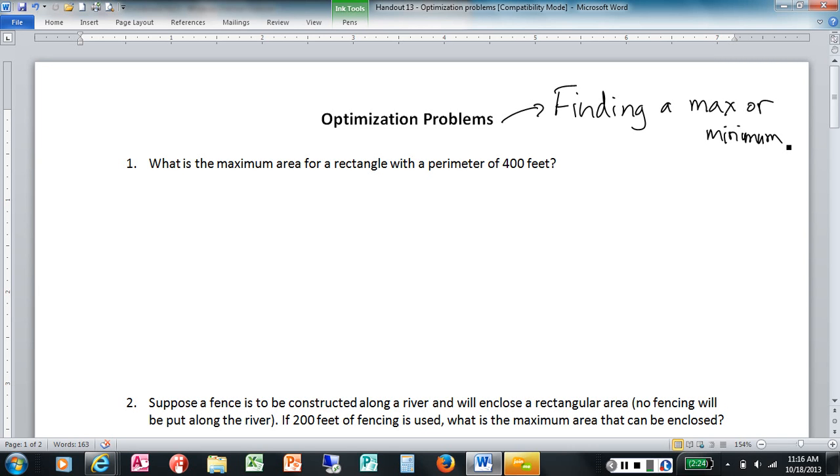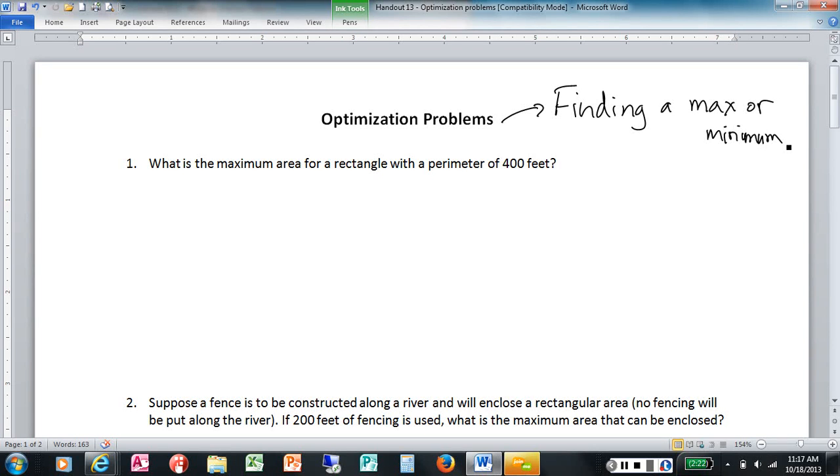And we know where to look for those maximums and minimums. And so on these optimization problems, that'll probably also be the case where we look. All right, so let's just start here, looking at a few of these. Number one, what is the maximum area for a rectangle with perimeter of 400 feet? Maximum area for a rectangle with a perimeter of 400 feet.